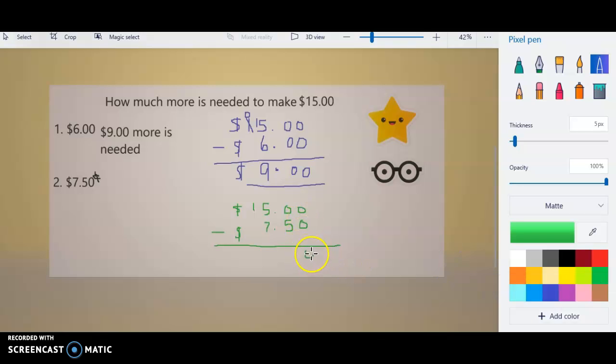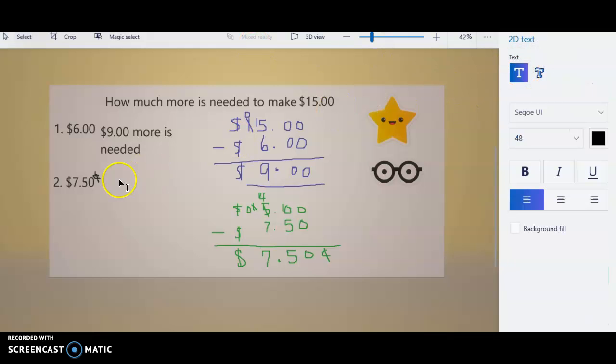So numbers the same, zero's the game, more on the floor. Go next door and get 10 more. So 10 take away 5 is 5. I bring down my decimal point. Now more on the floor, I have to go next door to get 10 more. So that becomes 14. And 14 take away 7 would give us 7, right? So in order for me to make $15, I need $7.50 more, right? $7.50 plus $7.50 would give me $15.